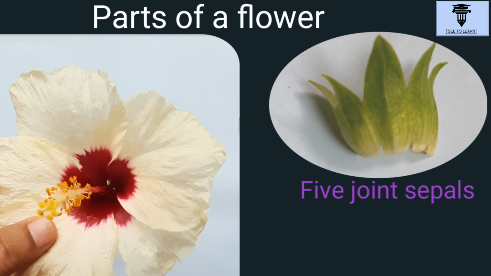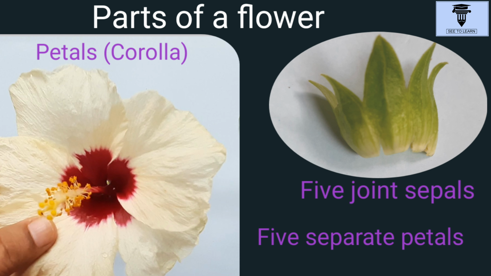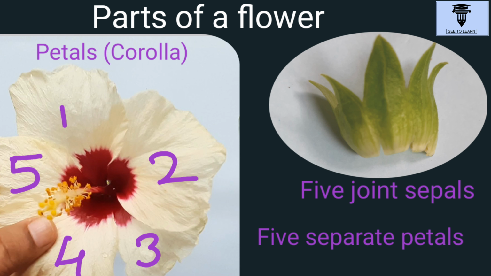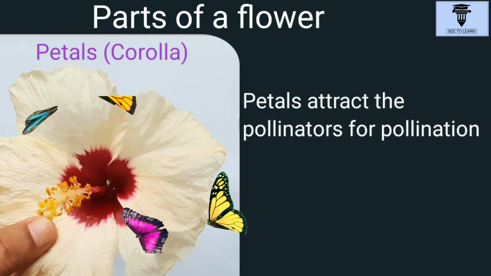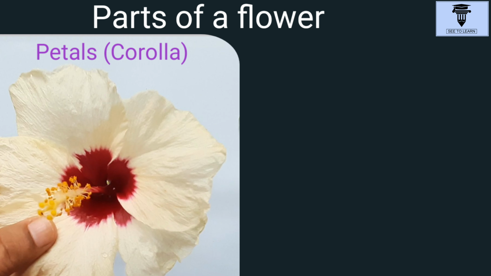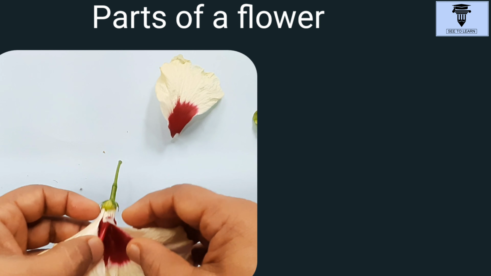Then you can see these colorful petals or the corolla. They too are 5 in numbers, but are separate from each other. They attract the pollinators for pollination. I'll pluck them to show you the inner parts of the flower.